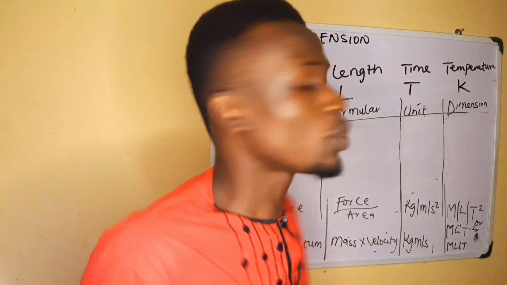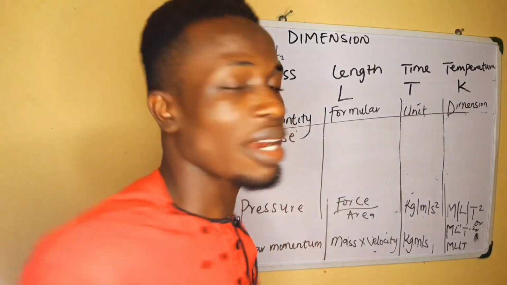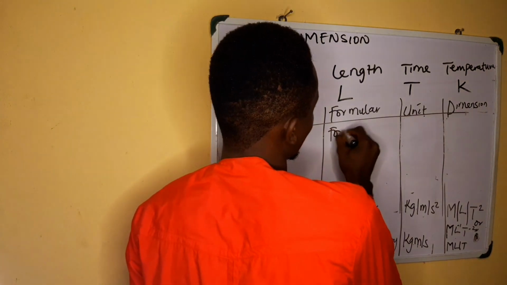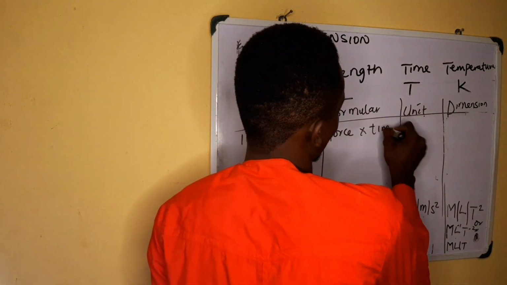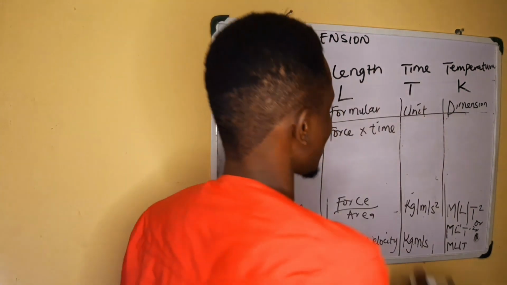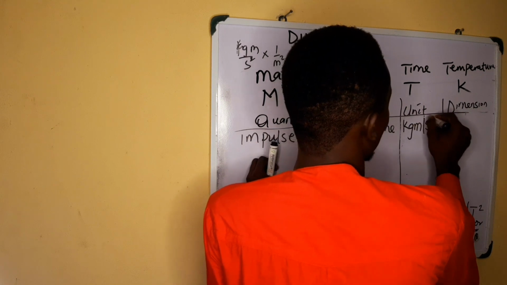So we'll go to the next one, which is what? Impulse. Impulse is also a derived quantity. What is impulse? Impulse is force times time. So what is now the basic SI unit? It's going to be kilogram meter per second.